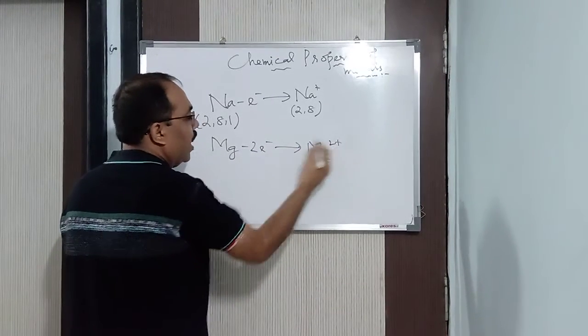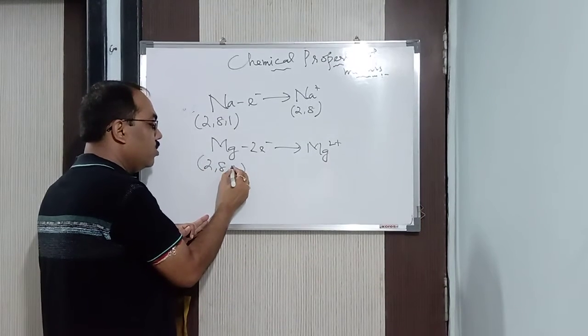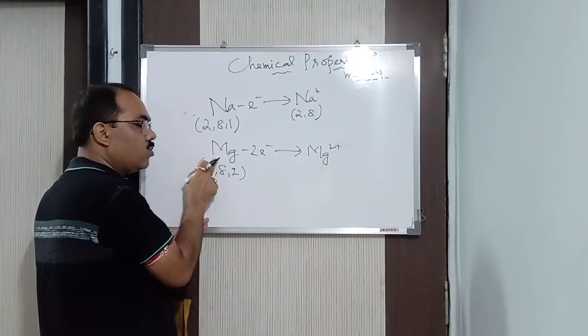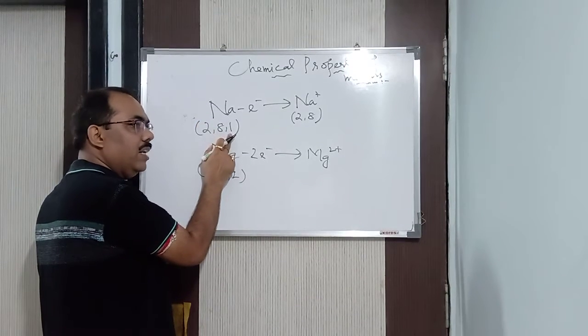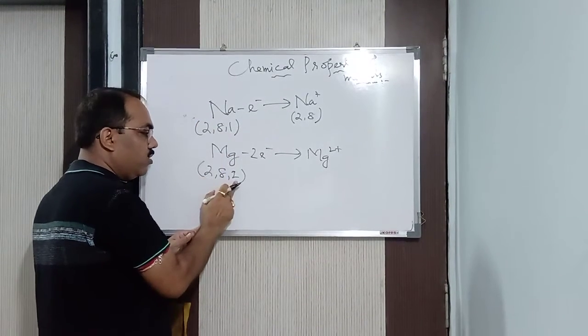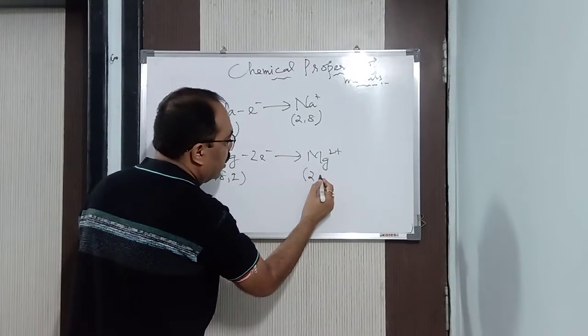Now the question comes, why is Mg going to lose 2 electrons? You write the electronic configuration 2,8,2. The atomic number of magnesium is 12. The atomic number of sodium is 11. So you can see here, 1 electron is in excess in the outermost shell. Here 2 electrons are in excess in the outermost shell. Now it will lose these 2 electrons to attain a stable electronic configuration.